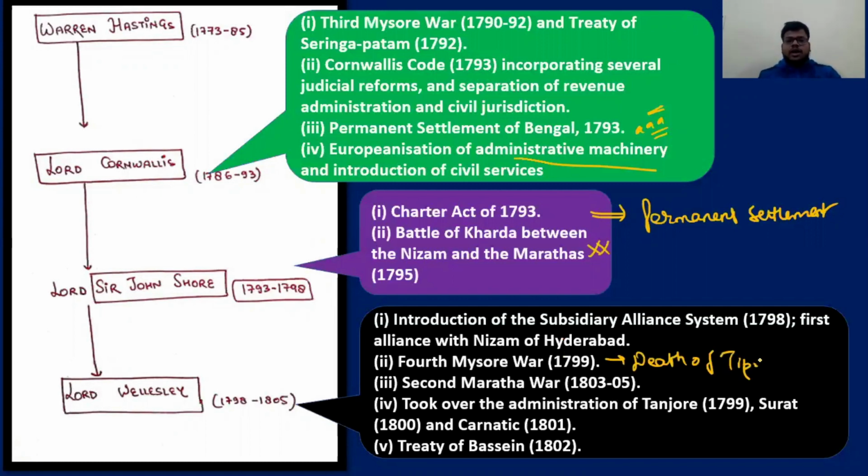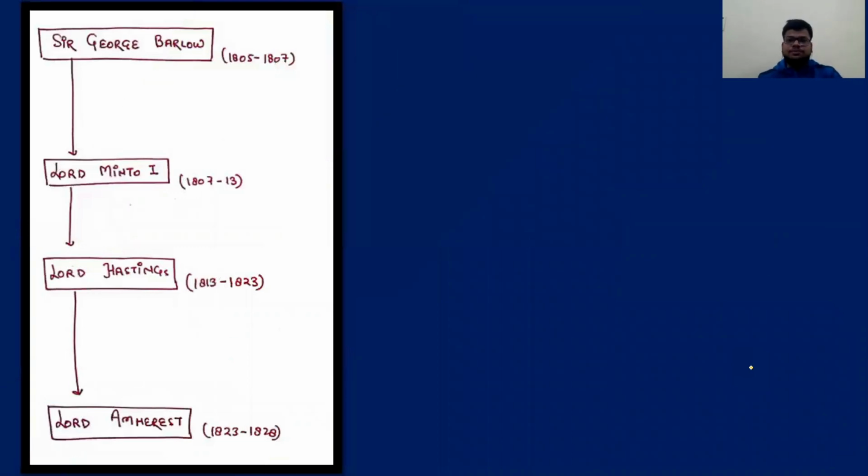And then the Second Maratha War, 1803 to 1805, right? Before that, the Treaty of Bassein was signed. Then he took over the administration of Tanjore, Surat, and Karnataka. So these are the things we have discussed with respect to Wellesley.